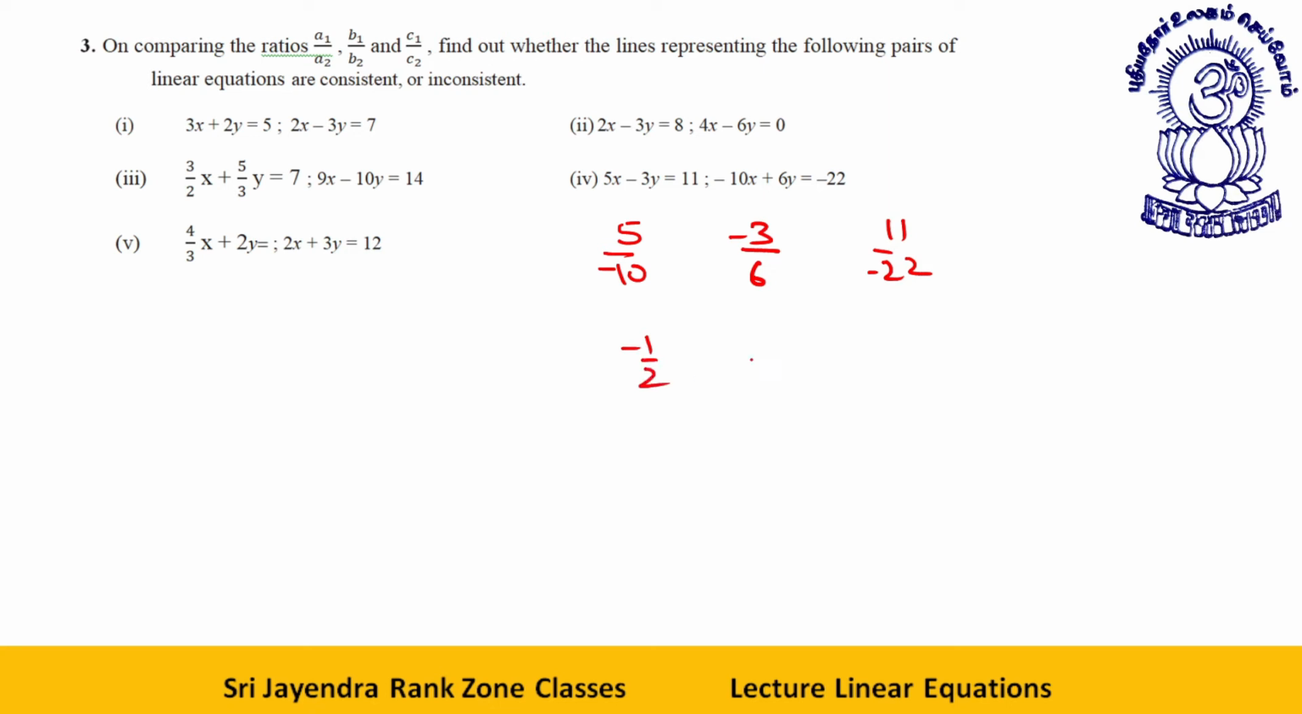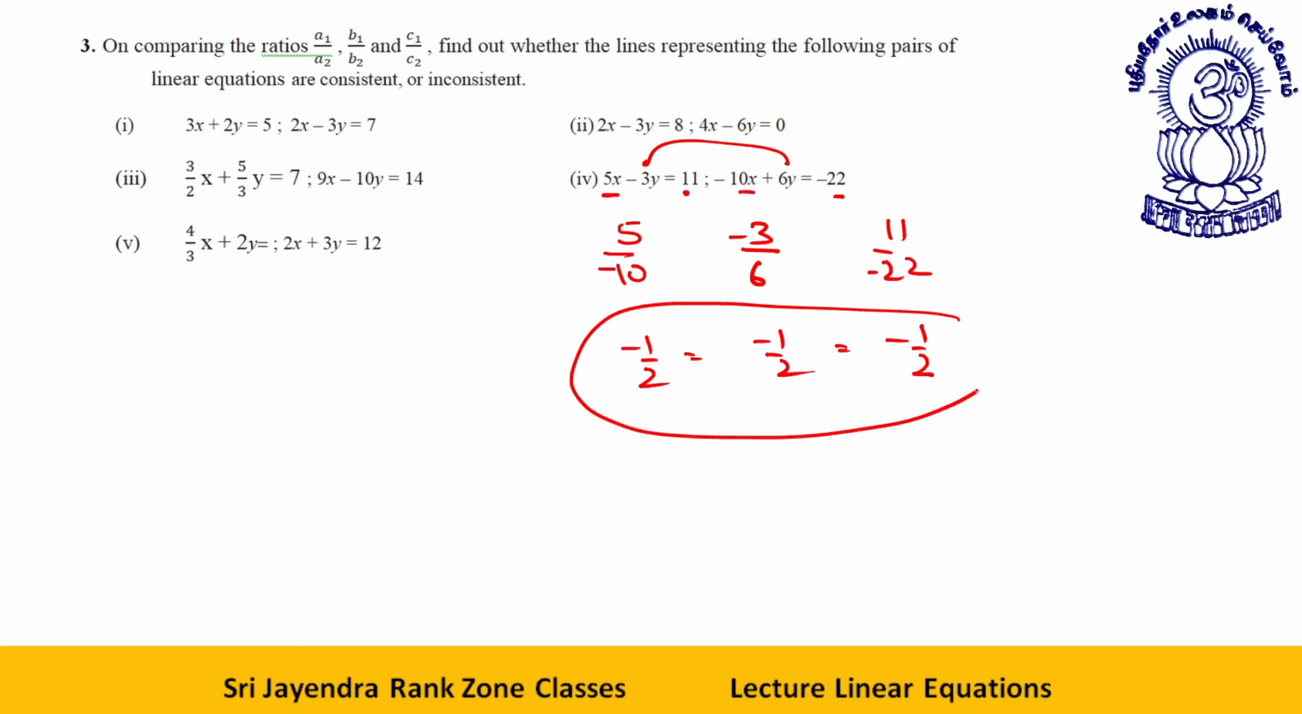Everything boils down to minus 1 by 2, minus 1 by 2, minus 1 by 2, 5 and minus 10, then minus 3 and 6. Then on the right hand side of equal to 11 and minus 22, everything is negative and half of every component of the first equation is half of the second one. So this is minus half is equal to minus half. Clear? So this is called consistent and infinite solution.